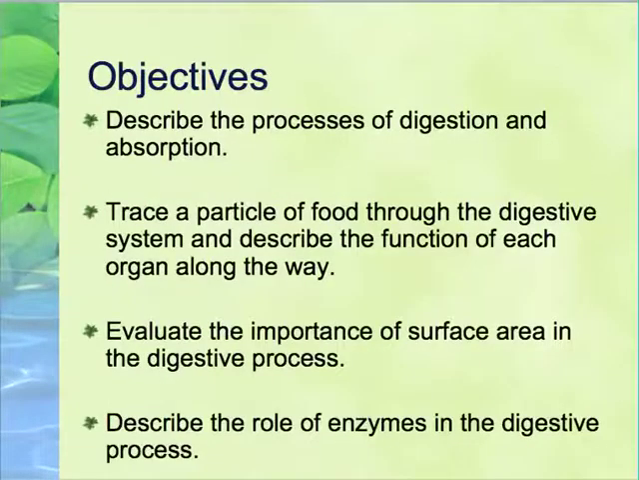Our objectives today are first to describe the process of digestion and absorption of nutrients. We're going to trace a particle of food through the digestive system, as I've already alluded to, but we're also going to describe the function of each major organ along the way. We're going to talk about surface area and how it relates to the digestive process, and we're also going to talk about some of the chemical processes and the chemical things like enzymes and acids that are involved in the digestive process. All right, so let's go ahead and move forward.